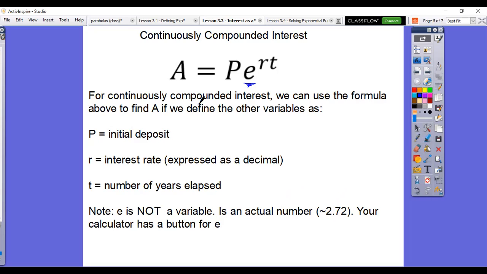So what we're going to do is look at how to do this continuously compounded interest along with the other two, and we're going to write an equation for all of them. I'm waiting for my calculator to pull up so I can show you how you can put E into your calculator.